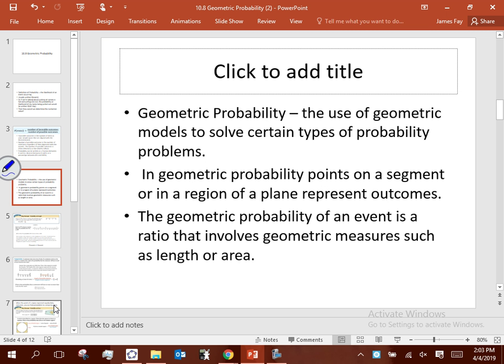Okay, this is still probability, but it's now using geometric models to solve or to express certain types of problems. It might be that idea of waiting in line, probability of how long I'm going to have to wait for some service to be provided, whether I get my food, we'll see one question here in a little bit, or that I get on a train, that kind of thing.